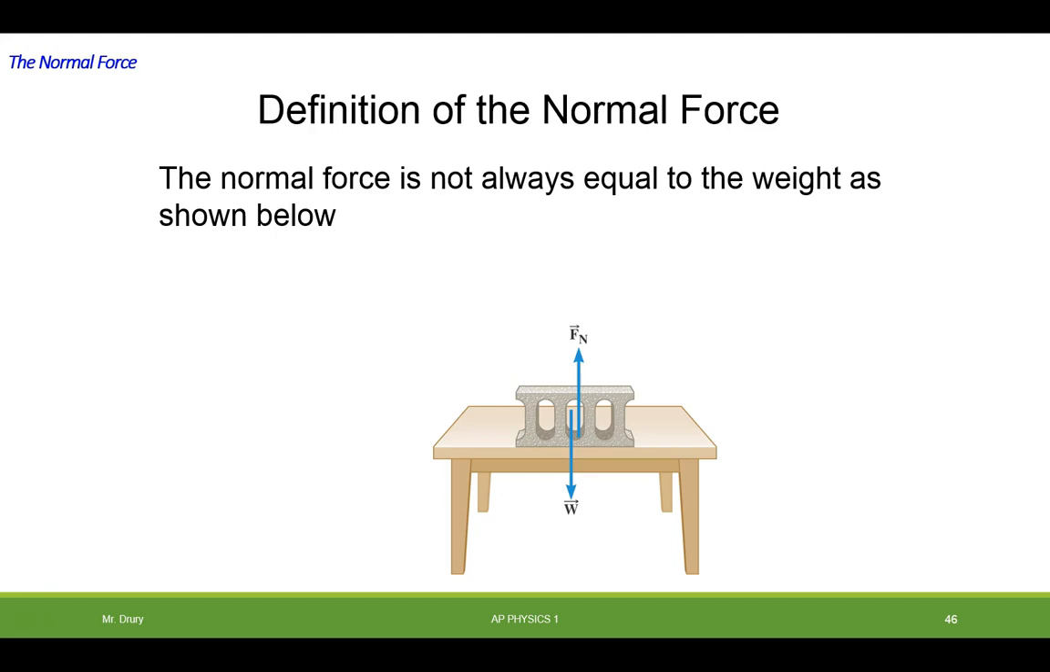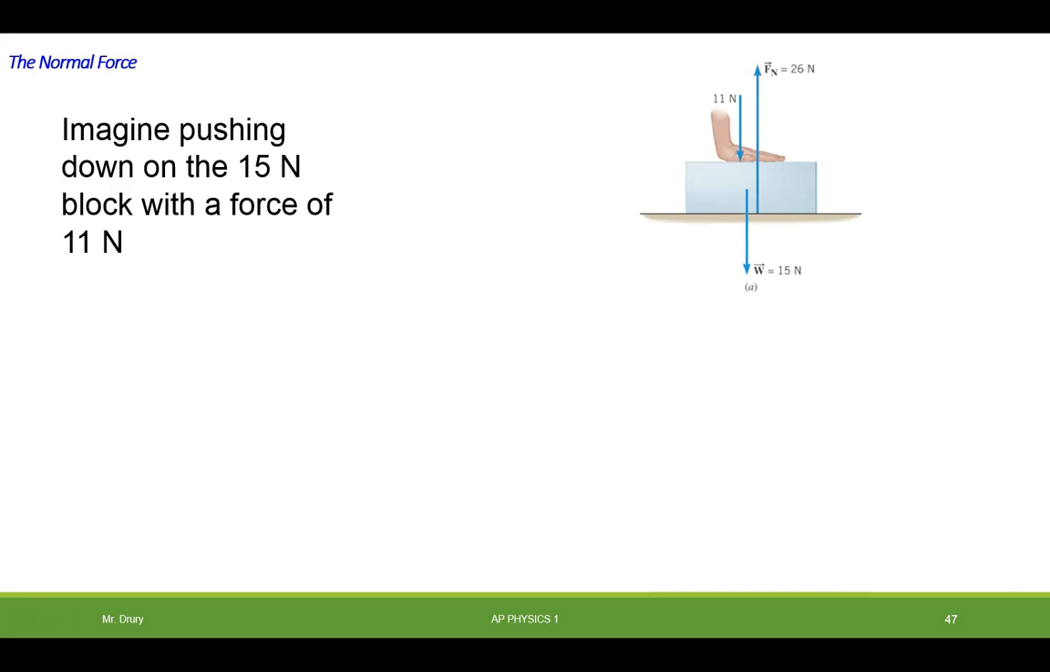Imagine pushing down on a 15 newton block with a force of 11 newtons. Now the total force here would be the normal force pushing up minus you pushing down with 11 and the block pushing down with 15. So the normal force is actually higher than the weight in this case. The normal force has to be 26 newtons.